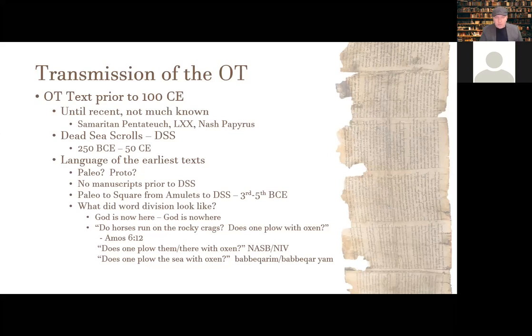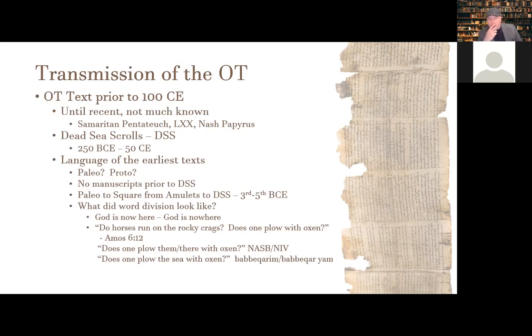But the problem with Amos 6:12 is, do horses run on the rocky crags? No, they don't. No horses run on the rocky crags. Does one plow with oxen? Yes, actually, one does plow with oxen. And if you keep going in the verse, the answer should be no, but it's not no there. One does actually plow with oxen. So what do we do with this text?